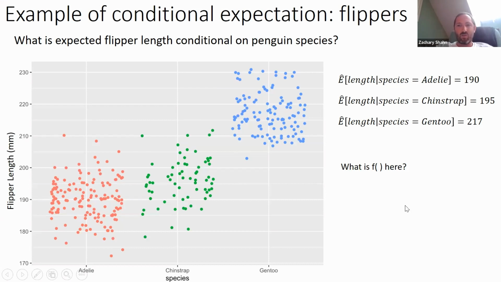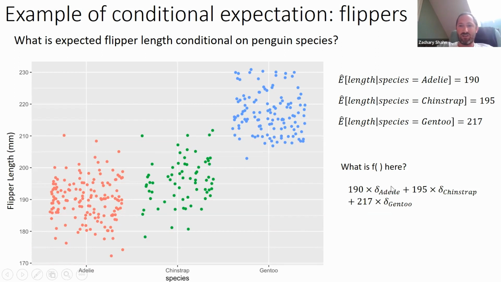So this was a regression function, right? It takes as input the predictor, which is the species, and it outputs the expected flipper length for that species. So it's a conditional expectation function. So what is f here? Like where f from the previous slide was the regression function that we're trying to learn. Can you think of maybe a way to write f or express it as a function?